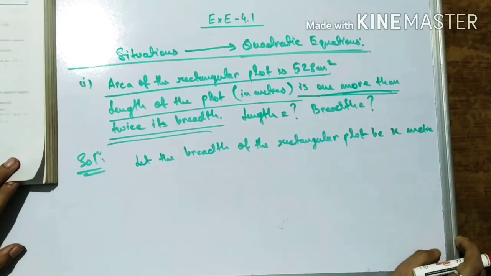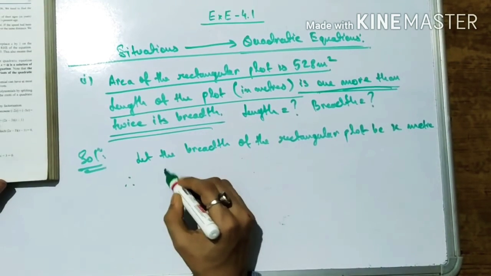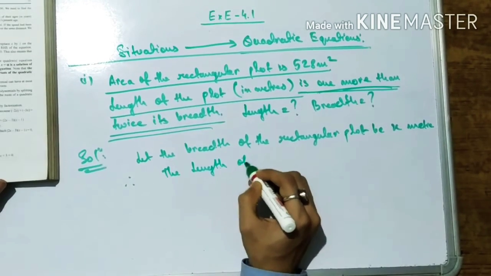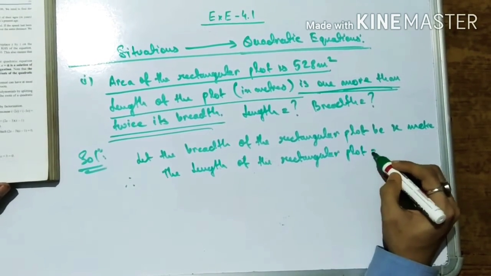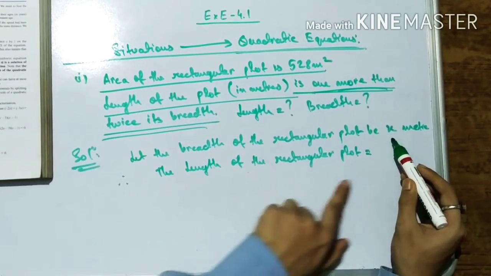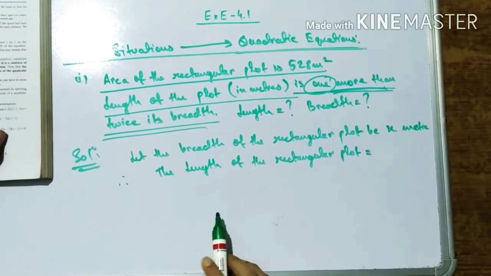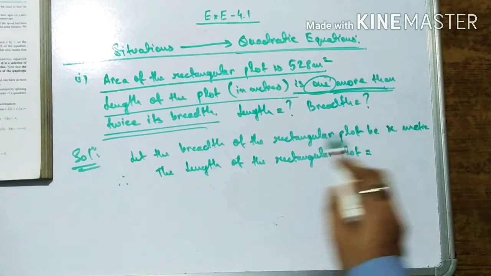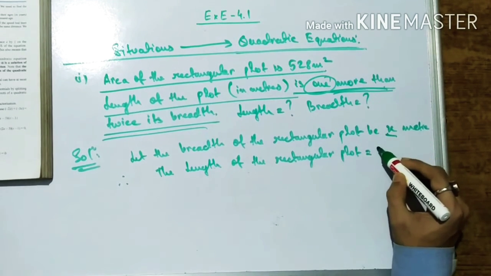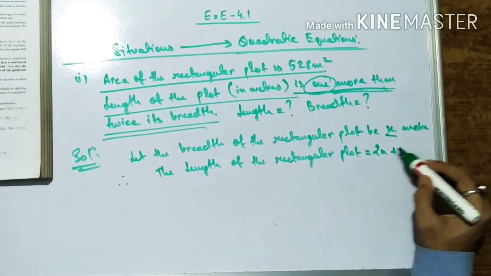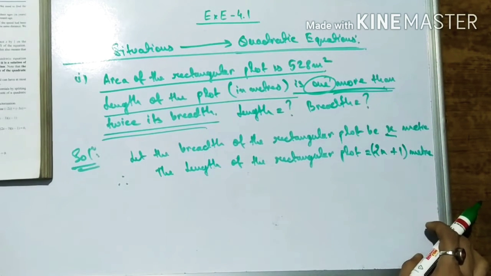Let the breadth of the rectangular plot be x meter. Therefore, what will be the length of the rectangular plot? The length is one more than twice its breadth. Breadth is x meter, so the length will be one more than 2x, that is 2x plus 1 meter.